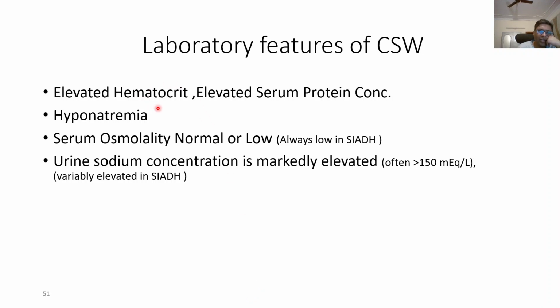Lab features: you get elevated hematocrit because of dehydration, elevated serum protein concentrations, hyponatremia, and serum osmolality is normal or low. In SIADH it is always low. Urine sodium concentration is markedly elevated. Usually CSW urine sodium losses are greater compared to SIADH. In SIADH also they are inappropriately increased, but they are more increased in CSW.